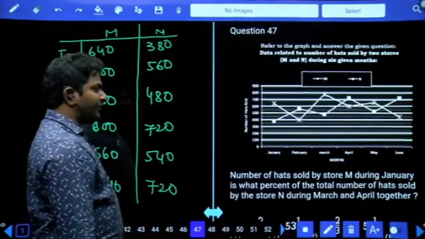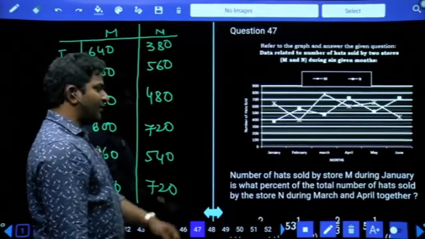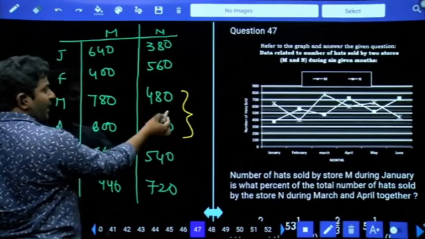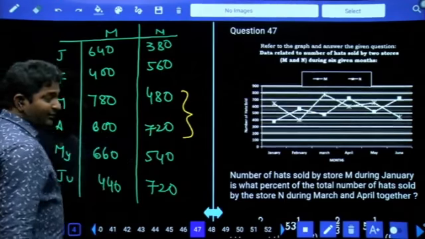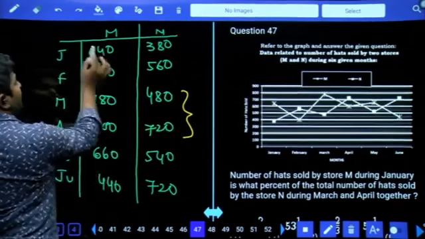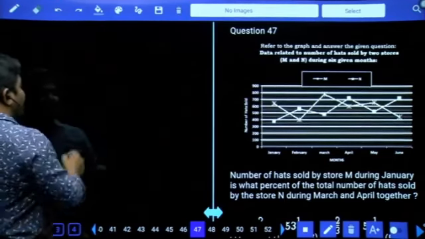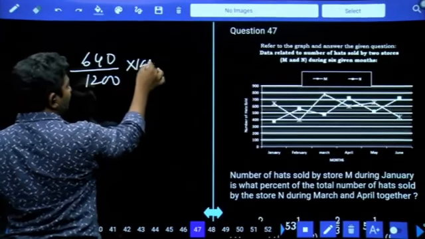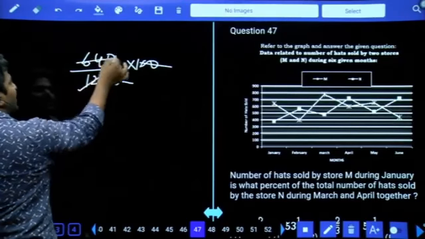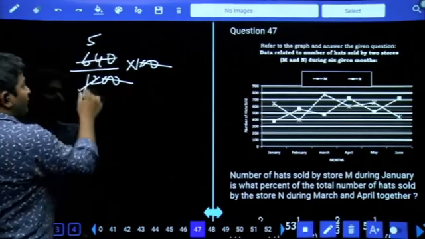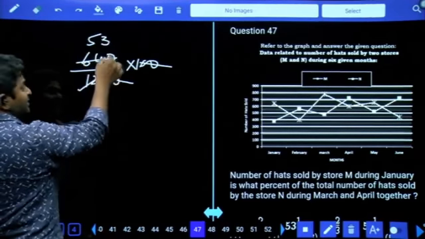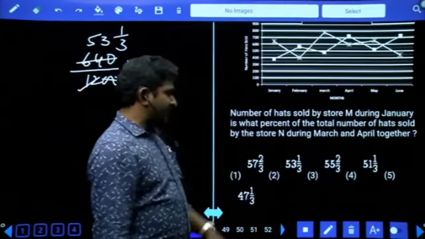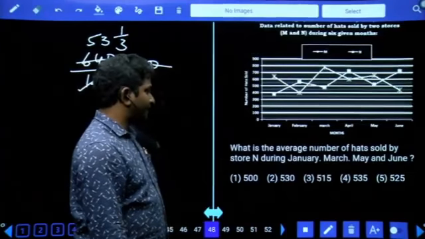Number of hats sold by store M during January is what percent of total number of hats sold by store N during March and April? March and April together. If you add 20 here, it becomes 500 plus 700, 1200. With respect to 1200, 640 is what percent? So 640 with respect to 1200, percentage into 100. Two zeros cancel. 12, 5 times 60. 40 we have 3 times. 36, 4 by 12, 1 by 3. 53 and 1 by 3 percentage, second option.